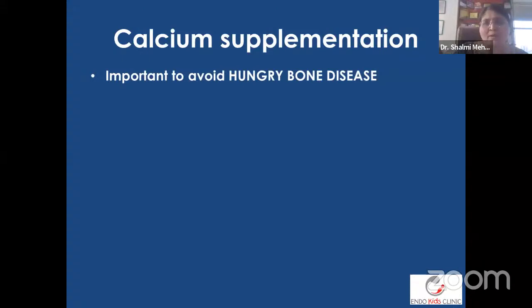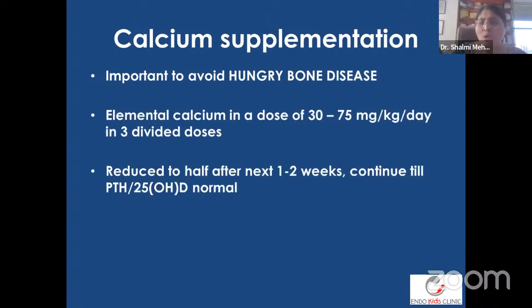And again, the blood calcium drops, and then you feel that, okay, this is not working. Maybe this is a resistant rickets. But we need to make sure that we are giving adequate amounts of calcium to avoid hungry bone syndrome. So these are the routine doses that have to be given, 30 to 75 milligram per kg per day, but we sometimes end up giving even 100 to 150 milligram per kg per day of calcium if you have a patient of severe rickets, and then you can decrease the doses as your PTH and your vitamin D levels normalize.